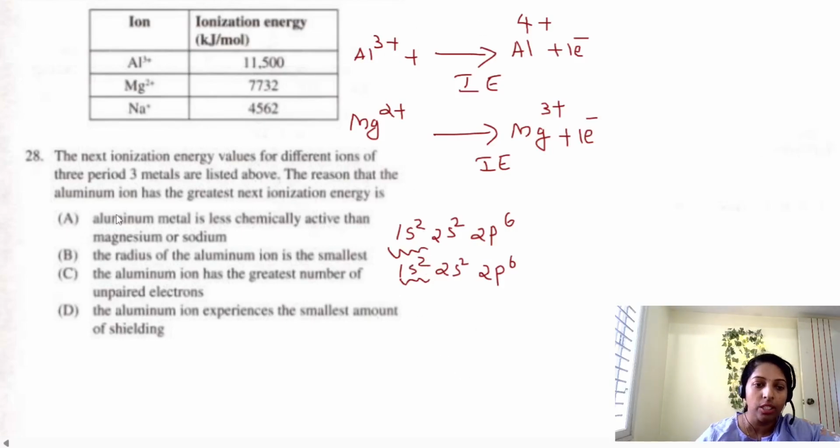You may have already found it. Yes, the radius of the aluminum ion is the smallest now. Correct? Because now all of them have 10 electrons. But aluminum has 13 protons, magnesium has 12 protons and sodium has 11 protons. So definitely the ion feels more attraction in the aluminum case. So it's very hard to remove an electron from this highly attracted species. So the smaller radius of the aluminum 3+ ion is actually making the removal of an electron harder.